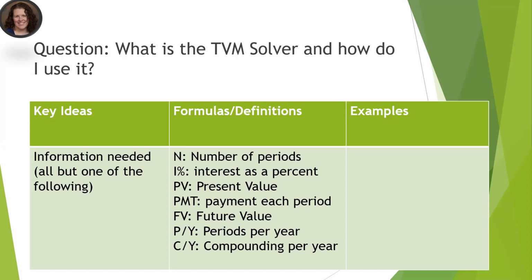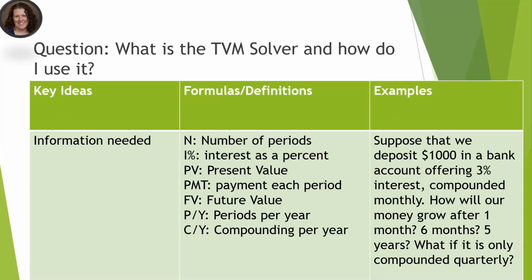So let me give you an example. It's a little easier to follow once you see what's going on. Let's say that you have $1,000 and you're going to put it in the bank. The bank gives you a 3% interest rate that's compounded monthly. How much money will we have after 1 month? How about 6 months? How about 5 years? And then here's a new question. What if we have the same situation with $1,000 at 3%, but instead of compounding monthly, it's only compounded quarterly? So let's start looking at these questions together.